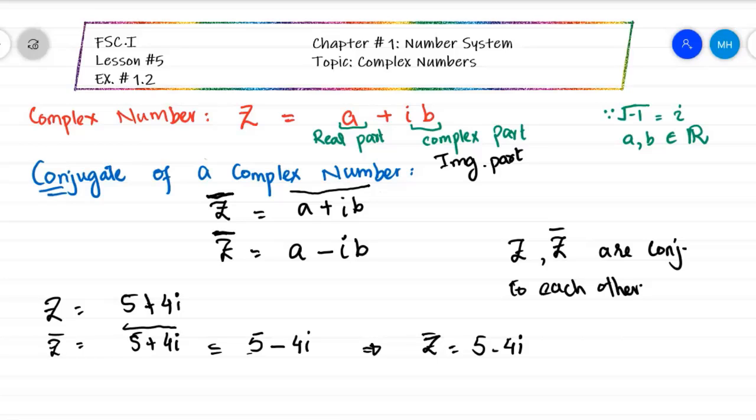Now after the conjugate of a complex number, I am going to explain how the powers of iota work. So you have a question in your exercise.